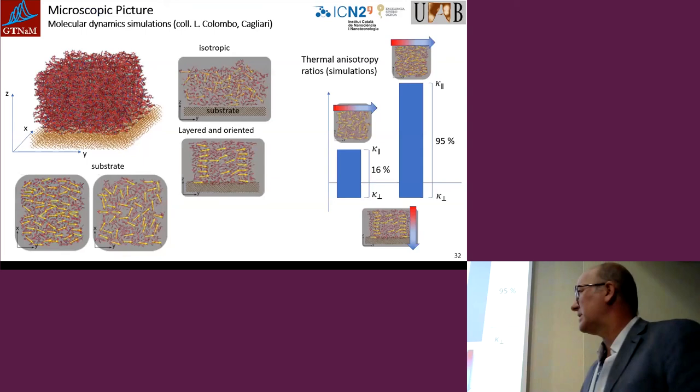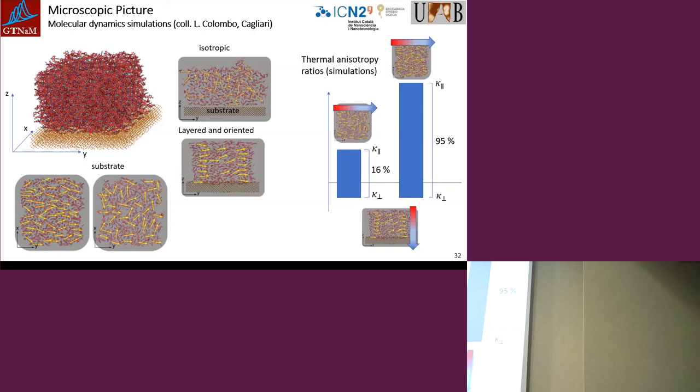I will not go into details, but the modeling of this structure has been done by Luciano Colombo and Ricardo De Toy from Cagliari. They have built this type of system. This is the isotropic, and these are thin films that are anisotropic, with the anisotropy that we have in our layers, with similar densities and similar glass transition temperatures.